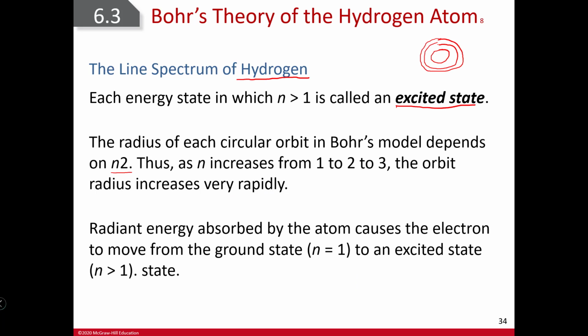Maybe this is what you think the atom looks like. I asked you to draw a picture of the atom at the beginning of this chapter. If you drew the planetary model, the Bohr model, where you show the nucleus and each of those circles represents an orbit, then you're thinking about the Bohr atom, the Bohr theory.